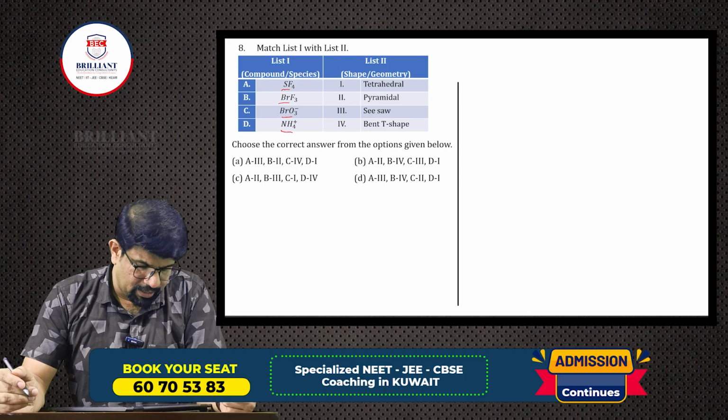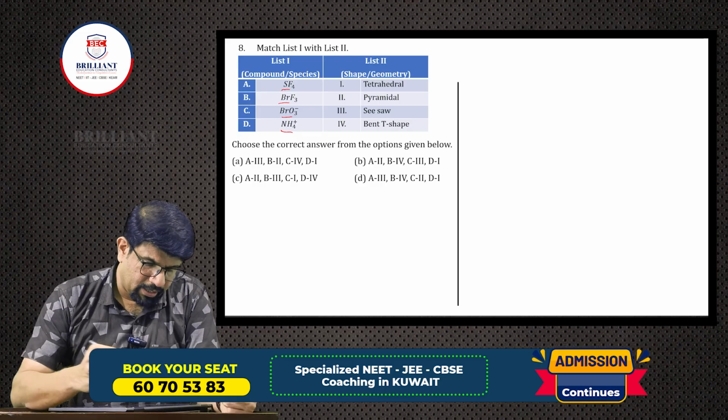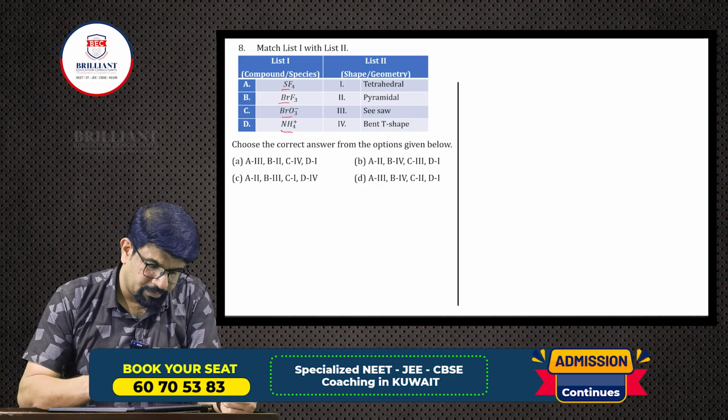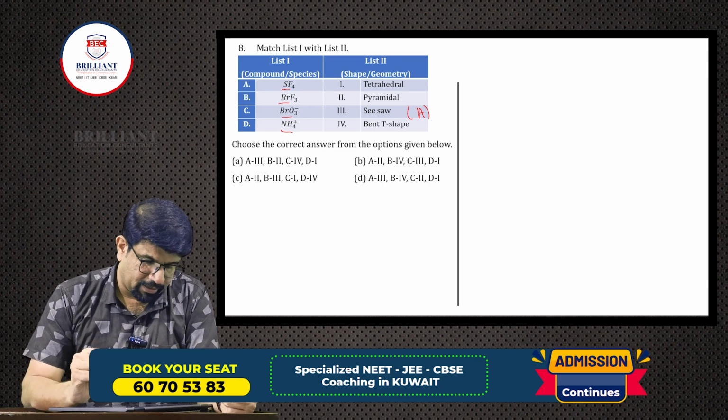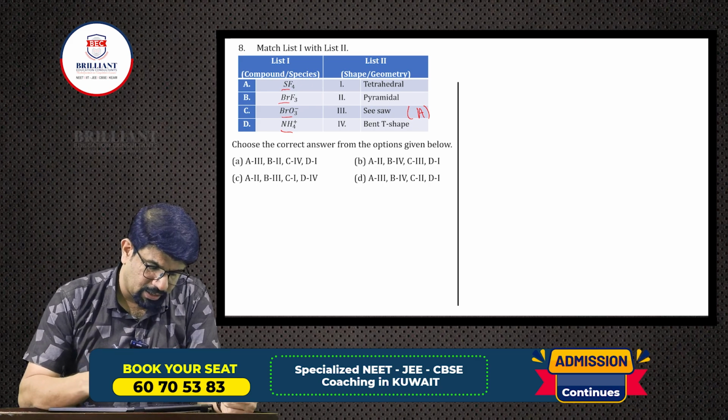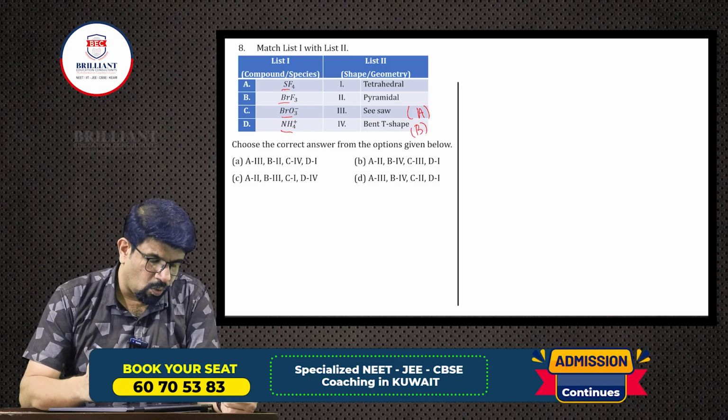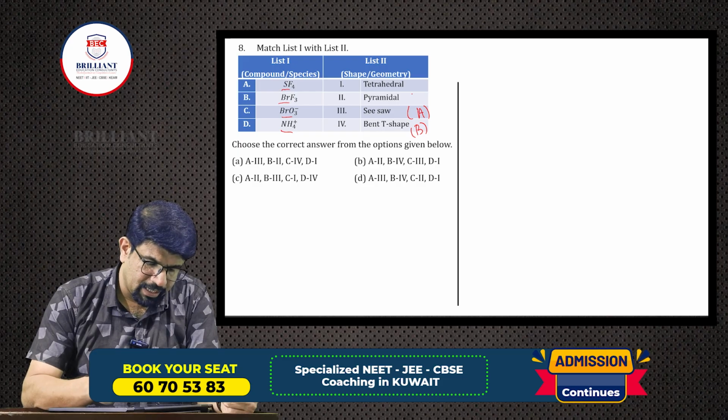SF4 is actually seesaw shaped, so it matches with A. Then BrF3 matches with the T shape, right? Yes. Then BrO3 minus matches with the pyramidal shape. And NH4 plus matches with the tetrahedral.